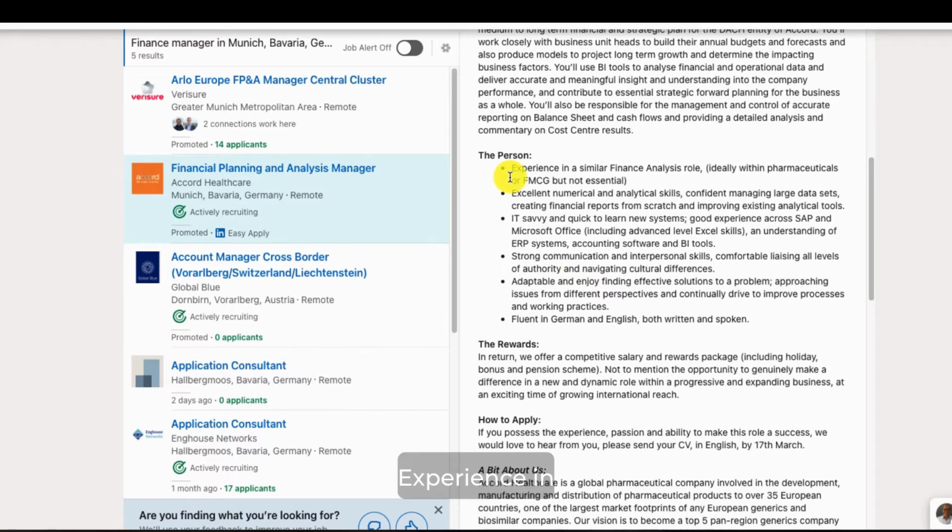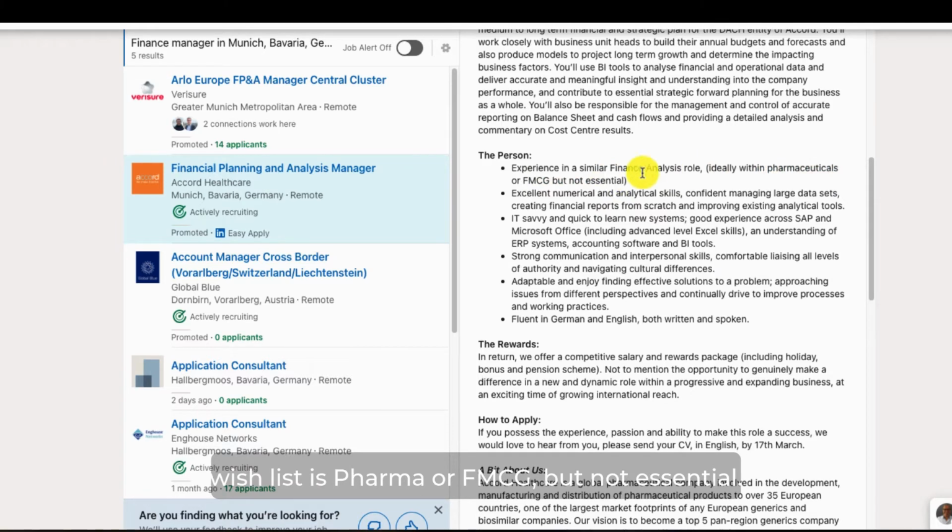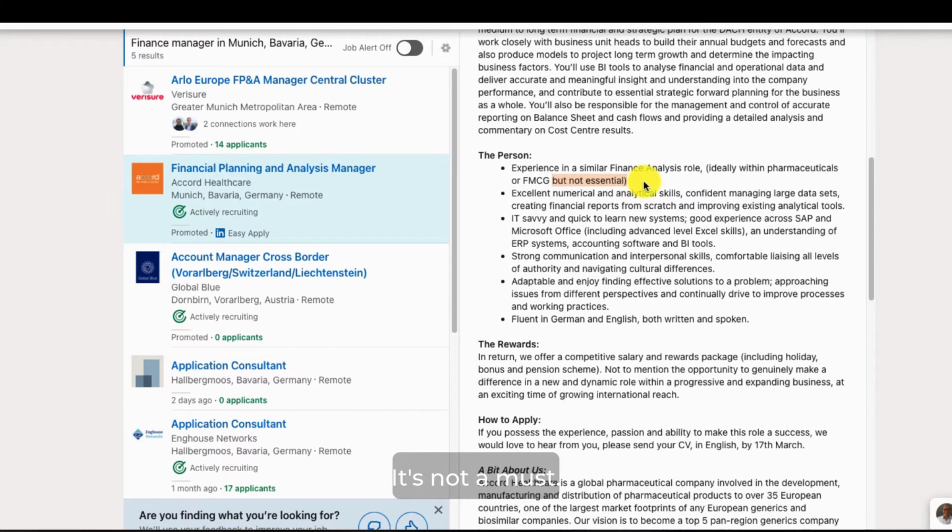What about the person? Bullet points. Experience in a similar finance analysis role. If you apply for a finance manager job, that's a given. Ideally, a wish list is pharma or FMCG, but not essential. So even if you don't have it, it's not a must.